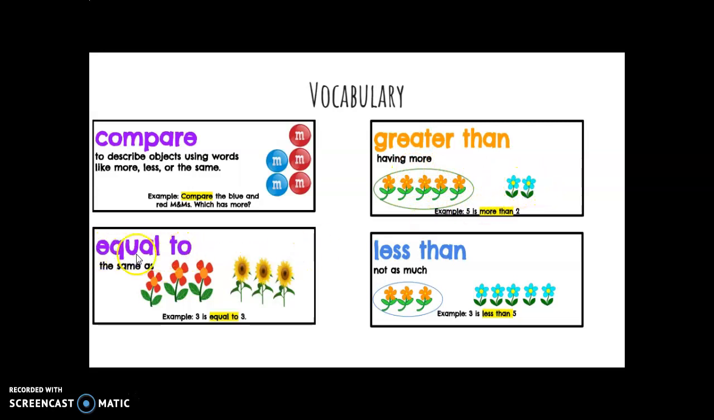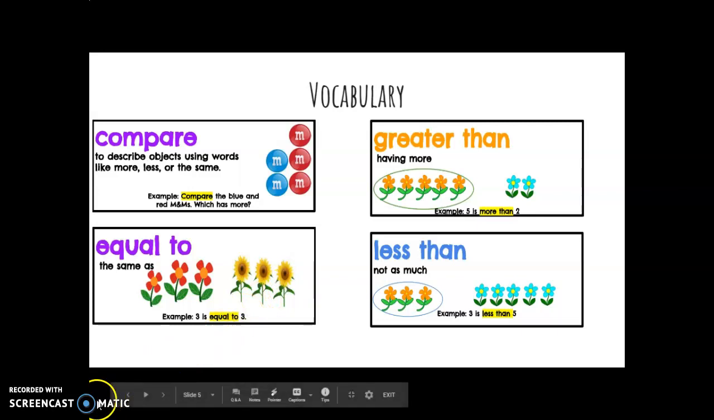We have equal to, and equal to means the same as. And if you notice, there are 3 red flowers and 3 yellow flowers that have the same amount. So they're equal to each other. So we would say the red flowers are equal to the yellow flowers.